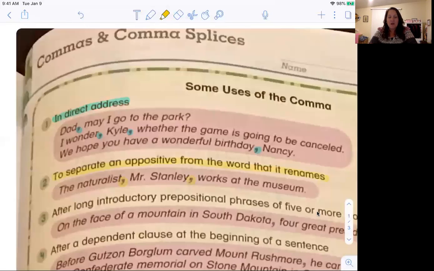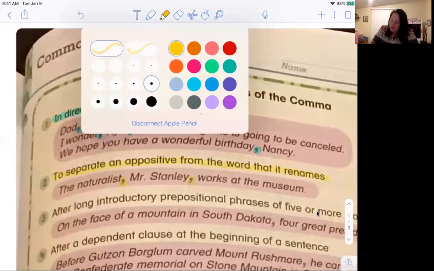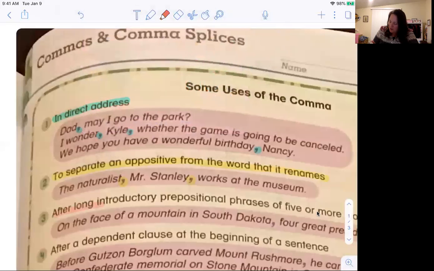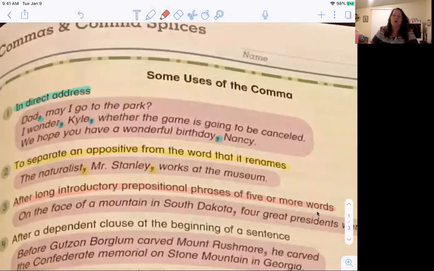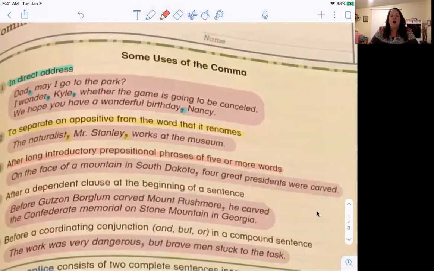The appositive is extra information that adds to your sentence, and that's why you need to have commas around it. Number 3. We need to have commas after a long introductory prepositional phrase of 5 or more words. "On the face of a mountain in South Dakota," that's more than 5 words, "4 great presidents were carved." Right here, we have many prepositional phrases. We have on the face of a mountain in South Dakota, right? That is called an introductory prepositional phrase. So we need to have that comma separating it.